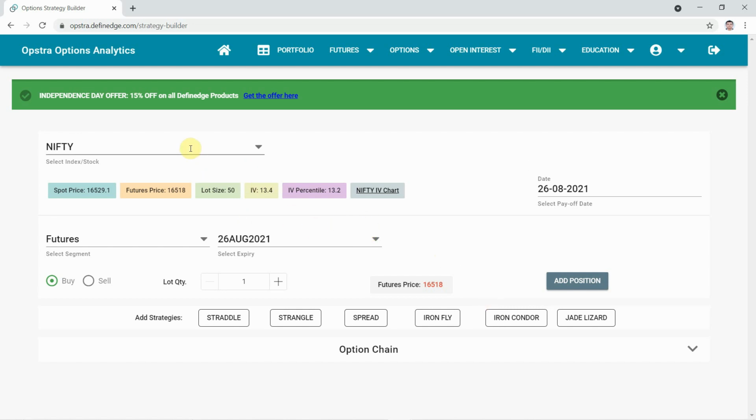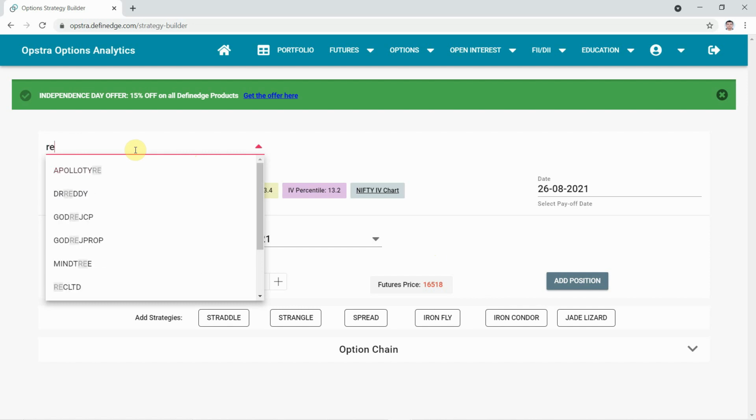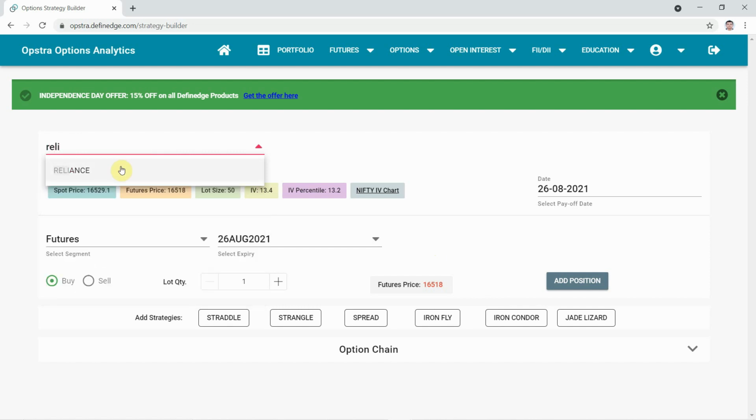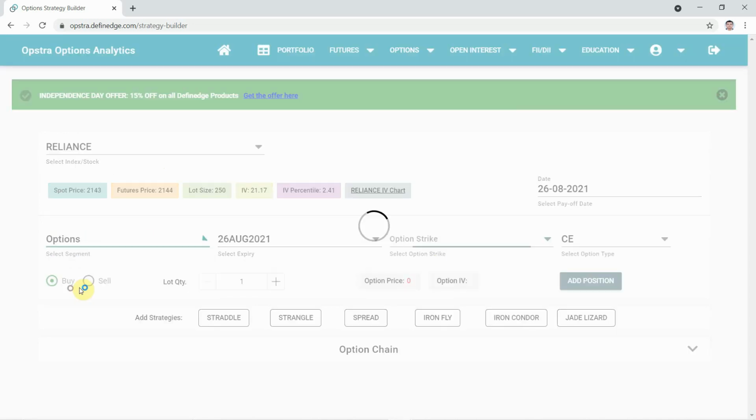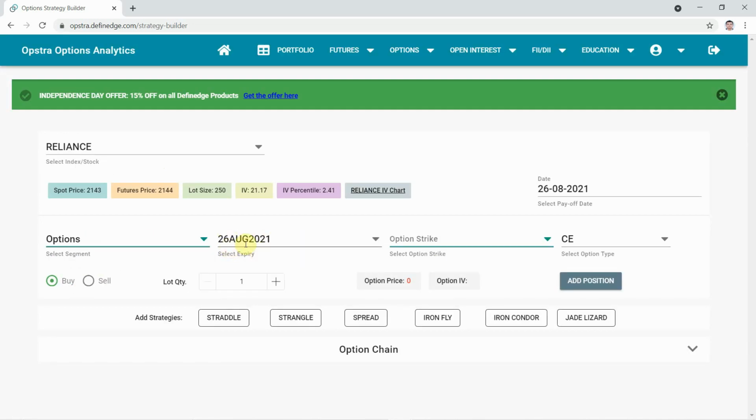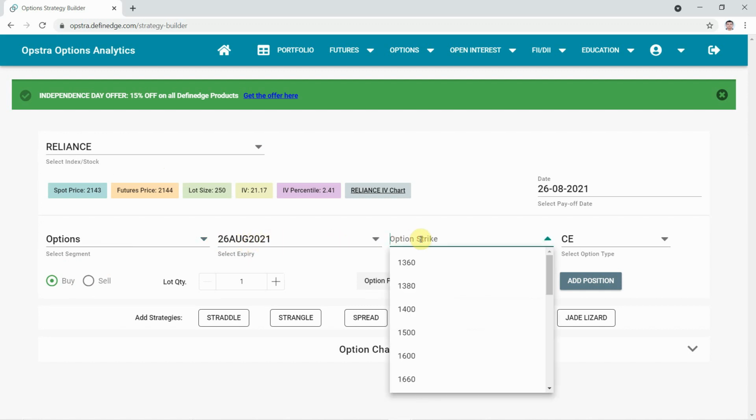So today we'll be adding a buy position and analyzing it in Opstra. Say for example, we'll be analyzing on Reliance share. Now just select options here. Say for example, the expiry is 26th August 2021. Then choose a strike price.